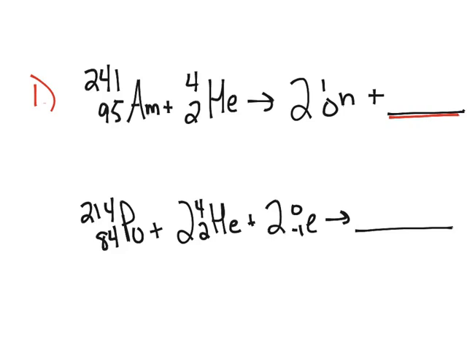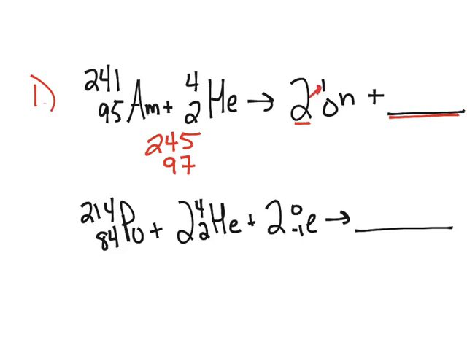So right now on the left-hand side, I have 241 plus 4. That gives me a total of 245 on the left-hand side as my top number, and I have 95 and a 2, so that gives me a total of 97 on the left-hand side. On the right-hand side, I see that I have a 2 in front, and what that means is that I have 2 neutrons. So when I'm trying to find my X, my unknown substance, I have to account for the fact that there are 2 neutrons on the right.